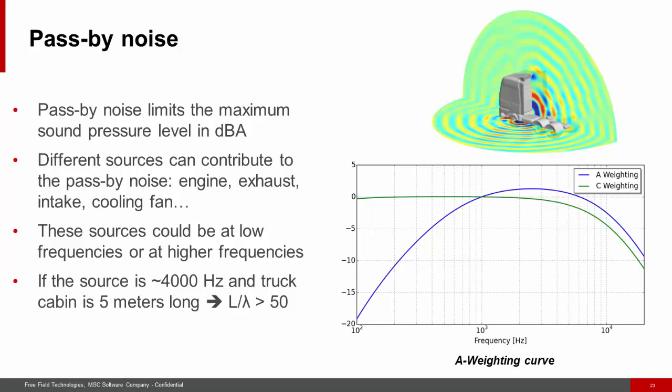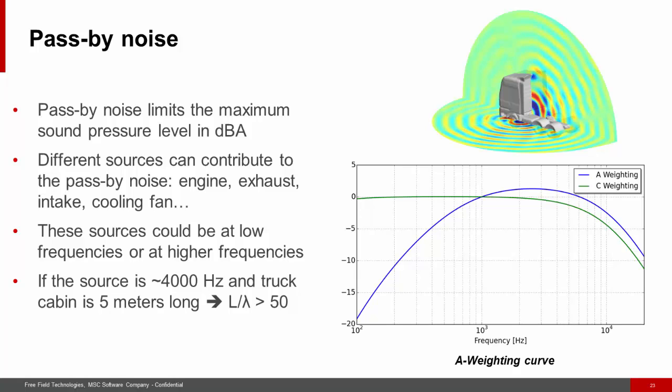Basically, the A weighting attempts to account for the relative loudness perceived by a human ear, as the ear is less sensitive to low audio frequencies or very high ones. Concerning the pass-by-noise regulations, different sources in the vehicle can contribute to it: the engine radiation, exhaust or intake ducts, cooling fans, and others. These sources could be at low frequencies or at high frequencies.